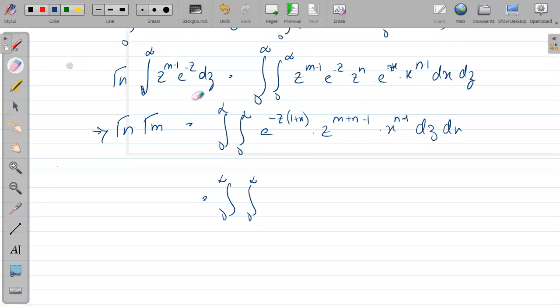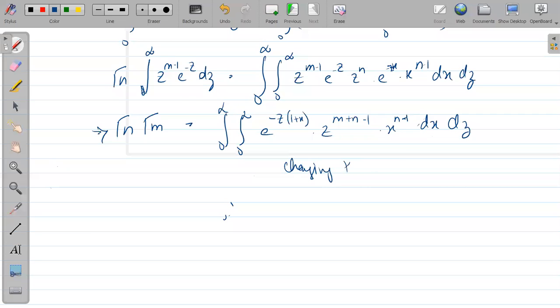Let me write one statement here: changing the order of integration. First dx was there, dz was there. First we were integrating with respect to x, now we will be integrating with respect to z, and we can do this if the integrals have the same limits. Changing the order of integrals. So earlier we were integrating with respect to x first, now we will be integrating with respect to z first. E to the power minus z, 1 plus x, into z to the power m plus n minus 1, writing dz.